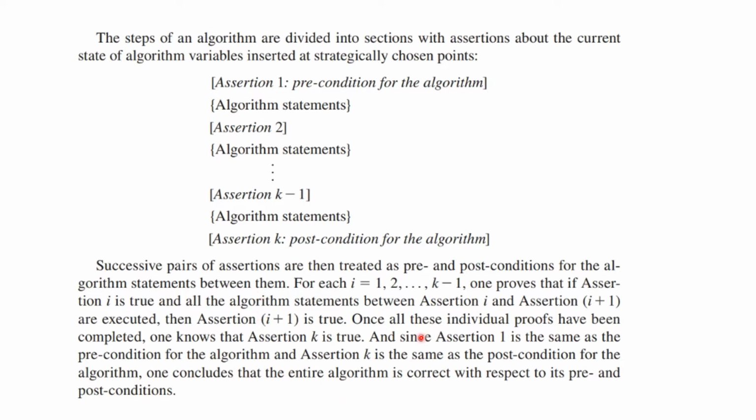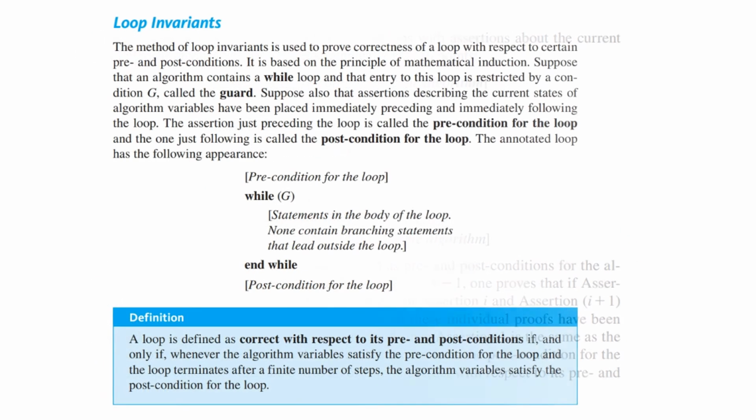Now, once all these individual proofs have been completed, one knows that assertion K is true, and since assertion 1 is the same as the precondition for the algorithm, and assertion K is the same as the postcondition for the algorithm, you can conclude that the entire algorithm is correct with respect to its pre- and postconditions. So you can slice it into pieces to do testing.